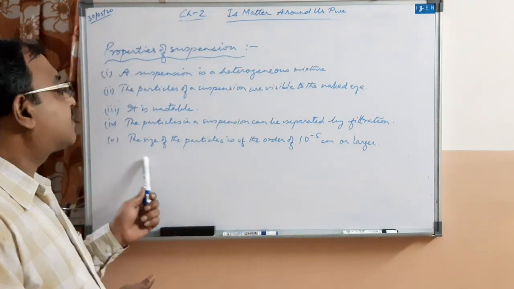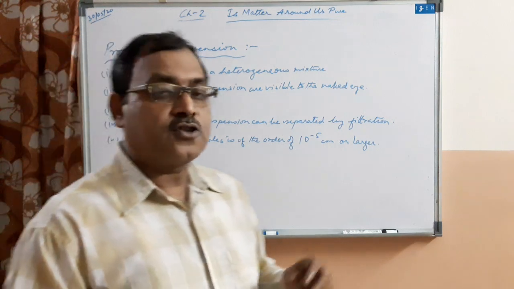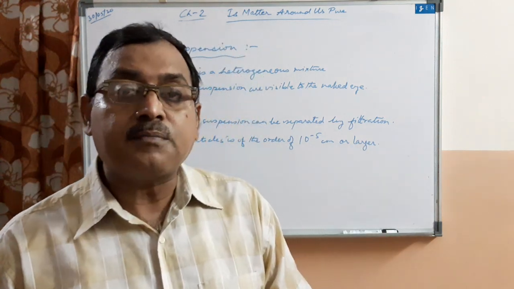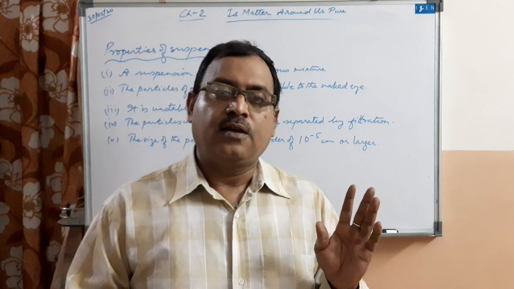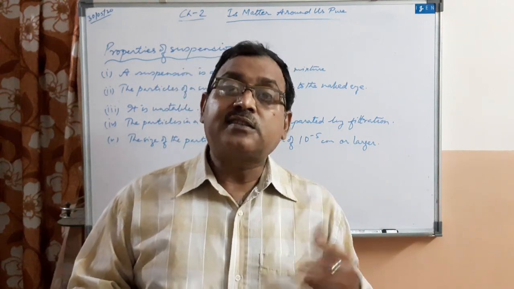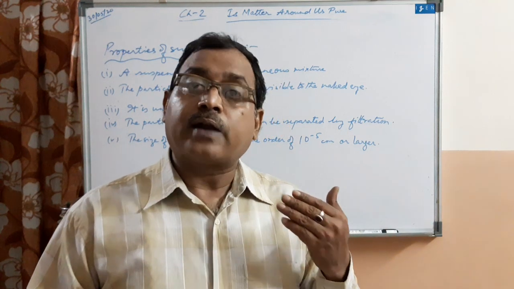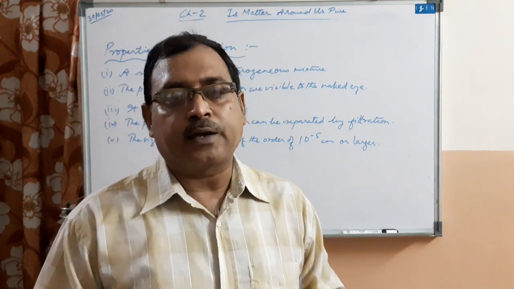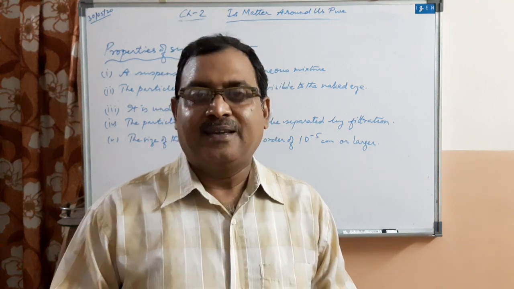And lastly, the size of the particles of a suspension is 10 to the power minus 5 centimeter or even larger. That means the size of the particles are very, very big. That is why you can see them with your unaided eye, means without the use of microscope. Just by your naked eyes you can easily see them, right?